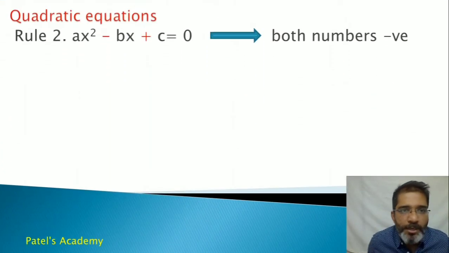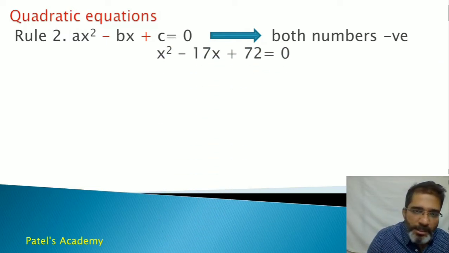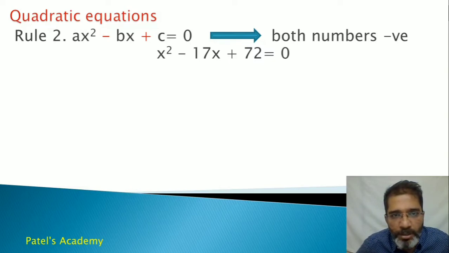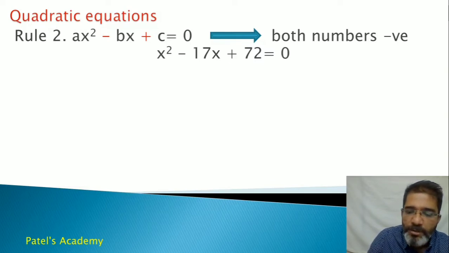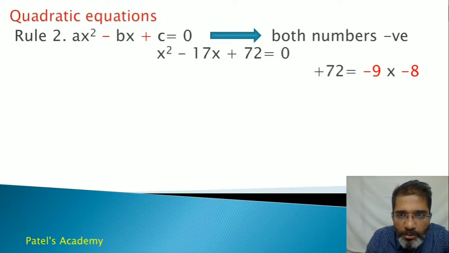Now let's go to the second rule. The second rule says B having a minus sign and C having a plus sign. At that time, the numbers you choose should both be negative. Let us take an example. I have taken a similar quadratic equation, only with a few sign changes. So here the product is 72 and the sum is minus 17. According to the rule, both the numbers should be negative.